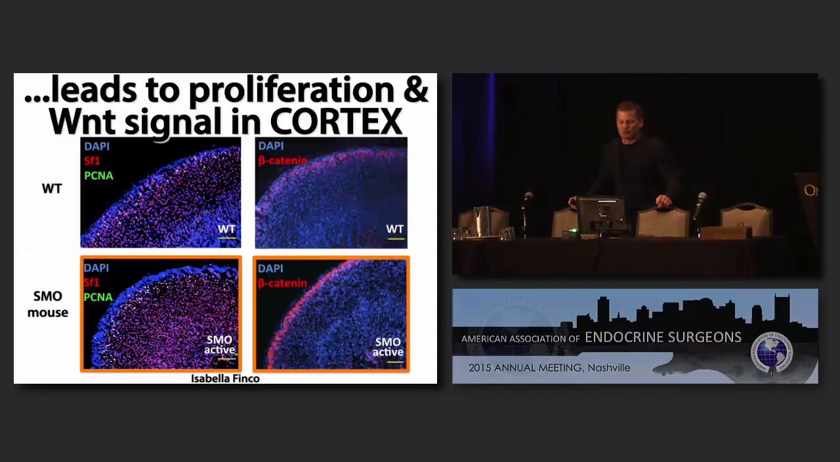When she did that, here's what happened. She interestingly saw in the lower right a thick activation of the Wnt pathway under the capsule, commensurate with a robust activation of proliferation under the capsule, the green dots in the left lower panel. So activation of the capsule by Sonic Hedgehog turns on Wnt and proliferation in the cortex.